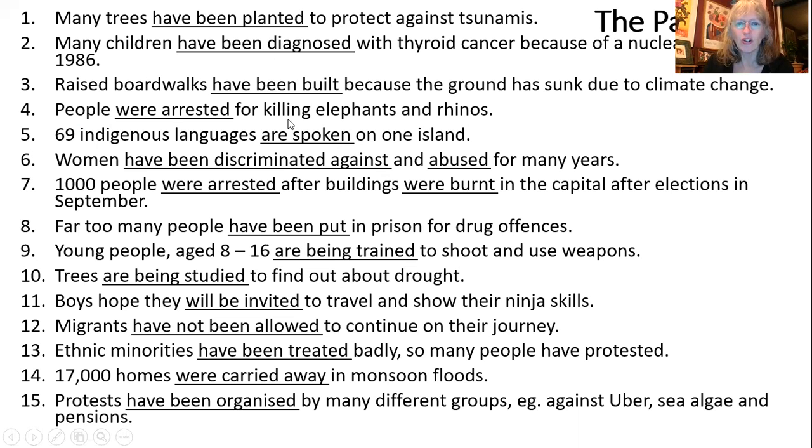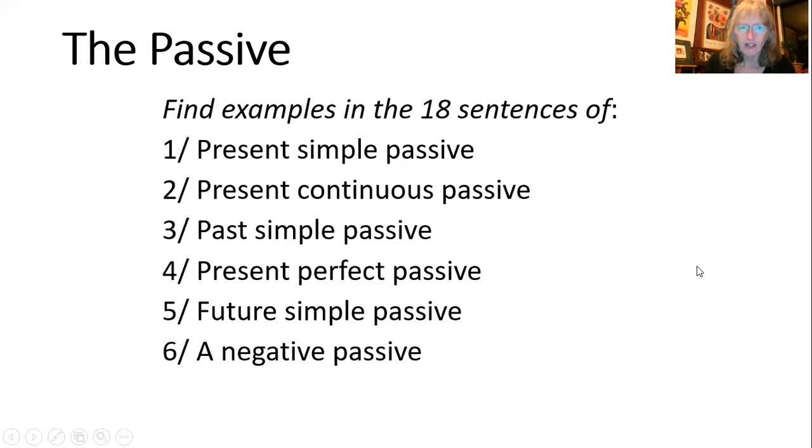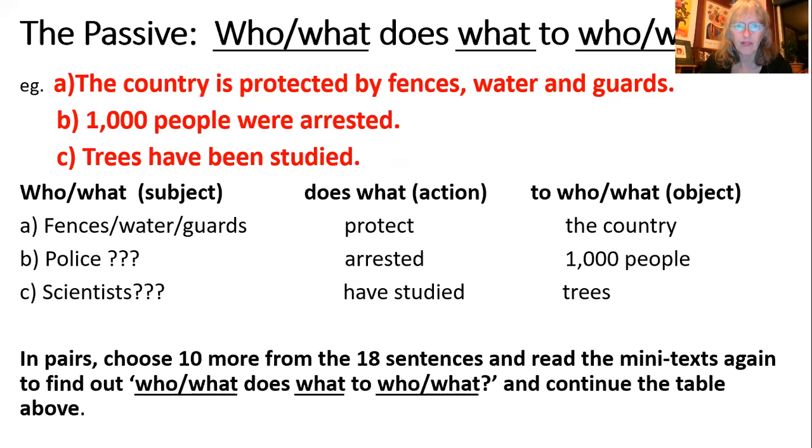So you can look at all the different examples. You can get the students to analyze them, to find different examples. And then you can break them down. Now, the passive, it's quite good to break it down to find out who or what does what to who. Let's do some examples together. So these are the same sentences from before.